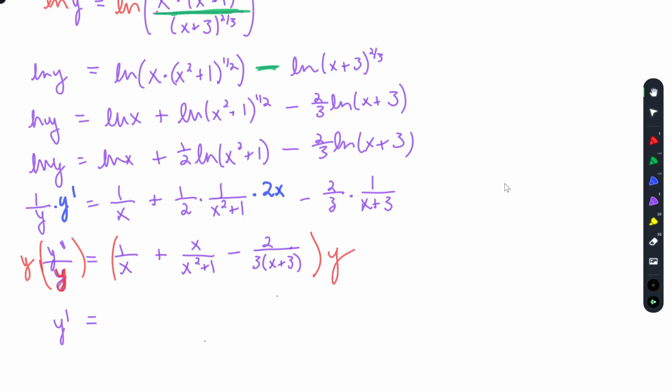Before I write it, maybe I'll write it out. I even forgot this. I should just look at my notes so I don't have to keep scrolling. So what was it? x times the square root of x squared plus 1, all over x plus 3 to the 2/3. And this is all times this thing.